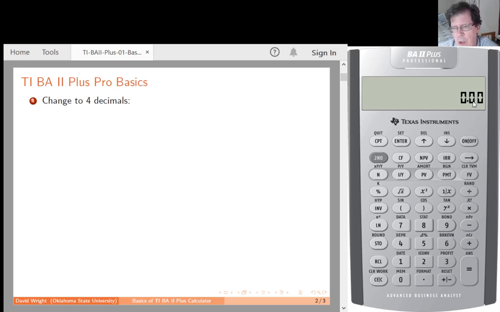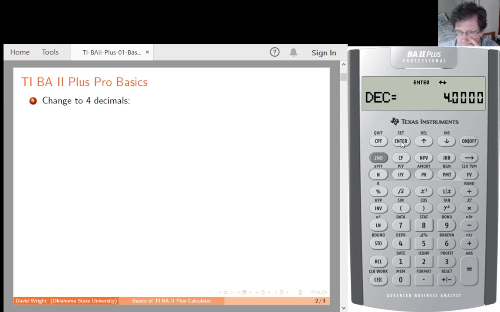You'll notice that the default is to have 2 decimals after the decimal point, but it's common in finance to want more accuracy than that. So let's change it to 4. I have to click on second here, and then go down to the decimal point and click on format. There are several entries in the format that we're going to talk about, but first the decimal. So all I have to do is change that 2 to a 4. You do that by clicking on the 4 and then hit enter.